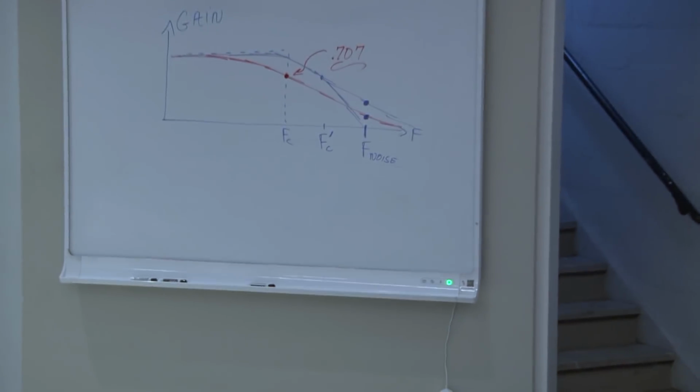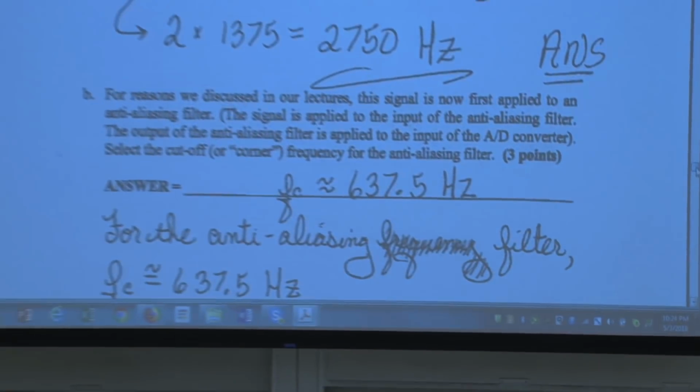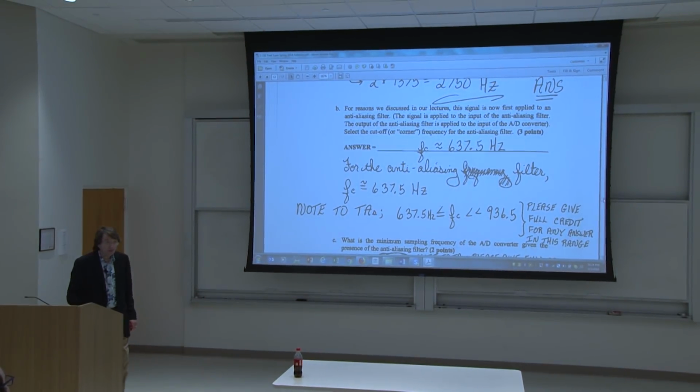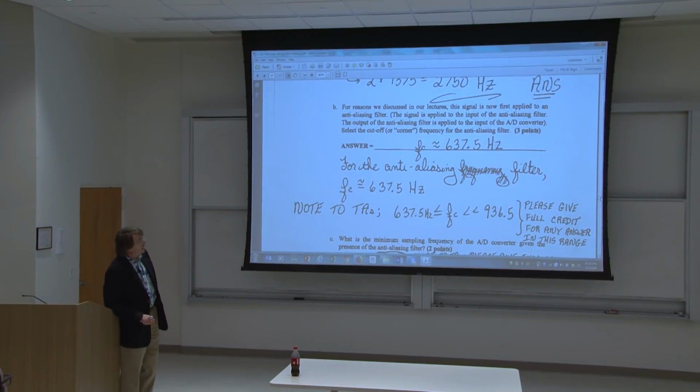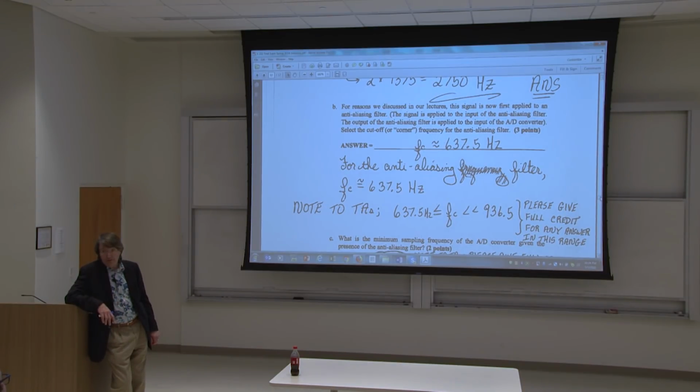So what does that have to do with this problem? I think I gave the simple answer, but I said there's a more complicated answer. The simple answer is make the corner equal to the highest frequency you want through. Problem is I'm only getting roughly 70.7% of that out. So note to TAs.